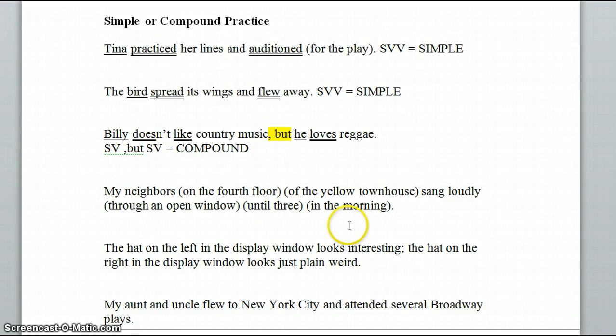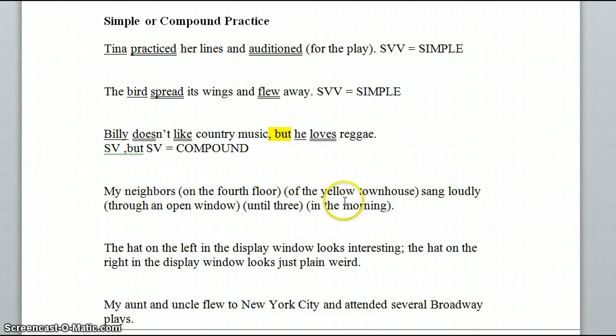Okay, I like this sentence because it's really showing you if you take your prepositional phrases out first, you have much less to worry about in locating the subjects and the verbs. A subject and a verb will never be in a prep phrase. So we did our prep phrases. Now let's go to the verb. My neighbors. Let's see what's left.